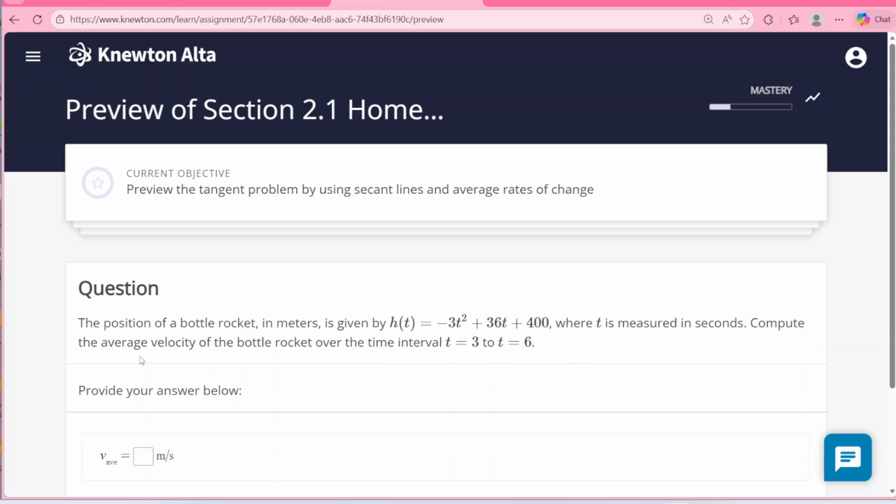So I said this earlier, right? The average rate of change of a function is always over some interval from some beginning point to some end point. So from t equals 3 to 6 here. So average velocity, right? That's your change in position divided by change in time. Right, so I'll write that up.